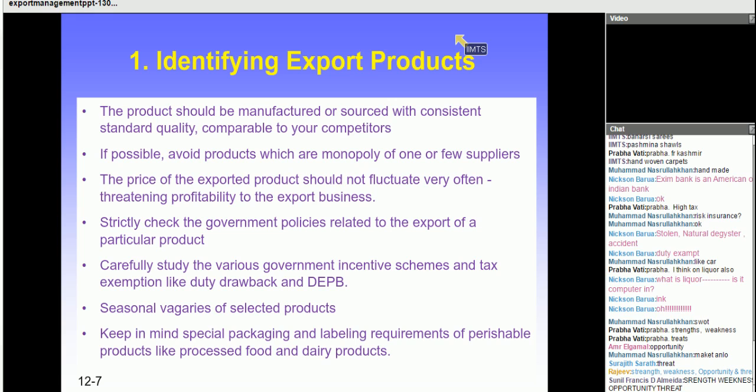So what is identifying the export products? It is just that the product should be manufactured or sourced with consistent standard quality comparable to your competitors. If possible, avoid products which are monopoly of one or few suppliers. Then the price of the exported product should not fluctuate very often. So these are just the simple things which need to be assessed under this point.